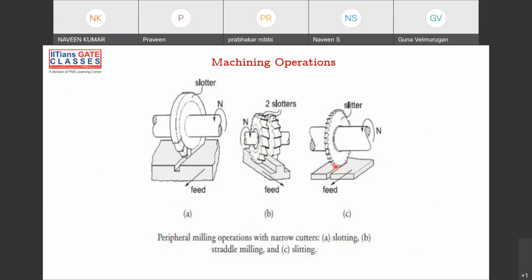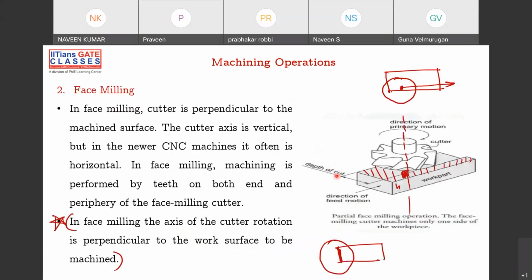So what about face milling? This is face milling. The shaded part is the face of the workpiece being milled. You see the cutter is rotating in this direction and the cutter's axis is like this. Now the cutter's axis and the face are perpendicular to each other, isn't it? Are you understanding this diagram? This line is perpendicular to this face.